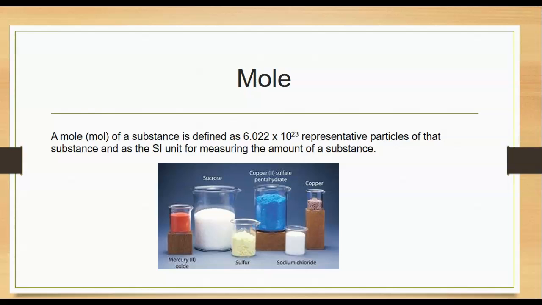So the examples you have here are that of mercury(II) oxide, sucrose, copper(II) sulfate pentahydrate, copper, sodium chloride, as well as sulfur. Each of these substances is 1 mole of the respective substance, and each 1 mole of these substances contains 6.022 times 10 to the 23rd power.